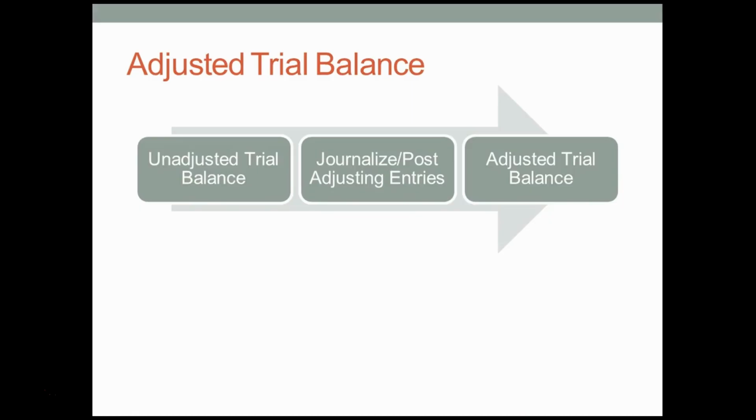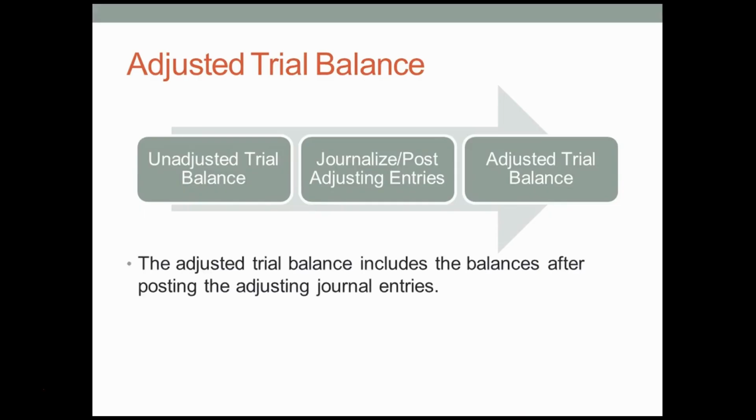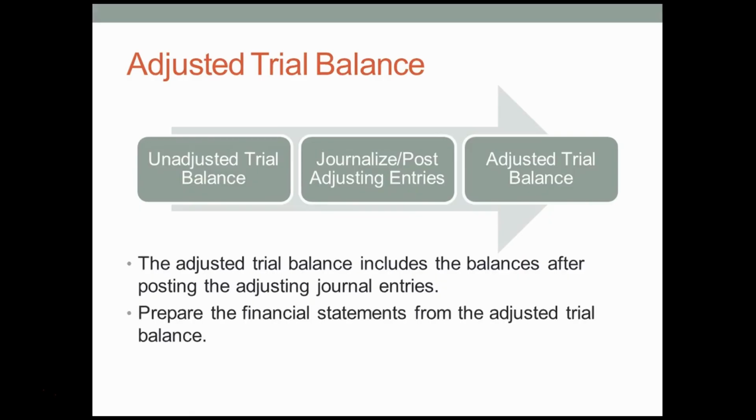And then finally, you have your adjusted trial balance, because after you post your adjusting entries, a lot of the accounts that were affected by the adjustments will be changed, and therefore you have to reconstitute your trial balance with those adjustments. And after those adjustments, you have your adjusted trial balance. So the adjusted trial balance includes the balances after posting the adjusted journal entries.